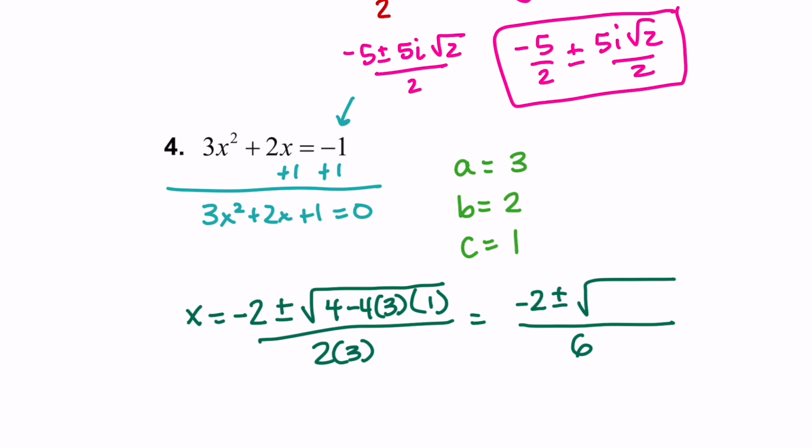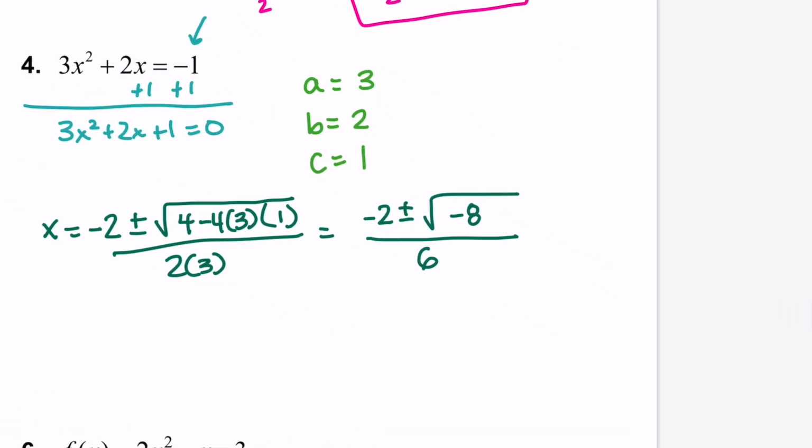Now I'm going to do this one by hand. I have 4 times 3 times 1. 4 times 3 is 12, times 1 is 12. So this is the same as saying 4 minus 12, and 4 minus 12 is a negative 8. So I'm going to have a negative 8 under that square root.